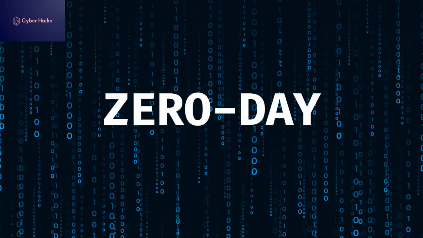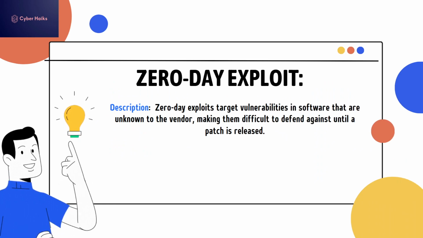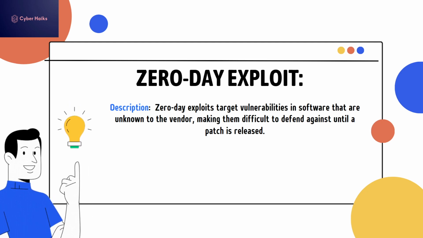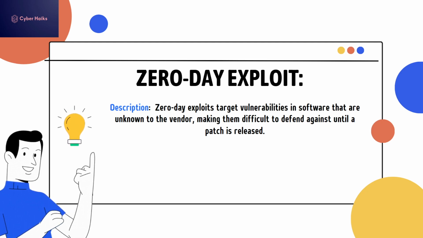Now the zero day. You might be knowing that the zero day of this company, zero day of that company. If you are in cybersecurity, you have some knowledge, you see some news about cybersecurity. So this is a very common thing you must have seen. If you're not, then I'll explain it, no worries. So a zero day exploit is basically when the target vulnerability in software is unknown to the vendor, making it difficult to defend until a patch is released.